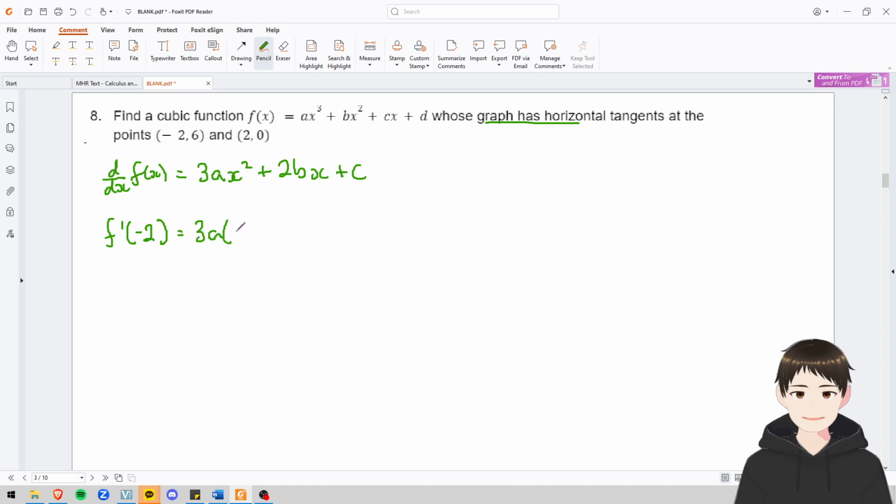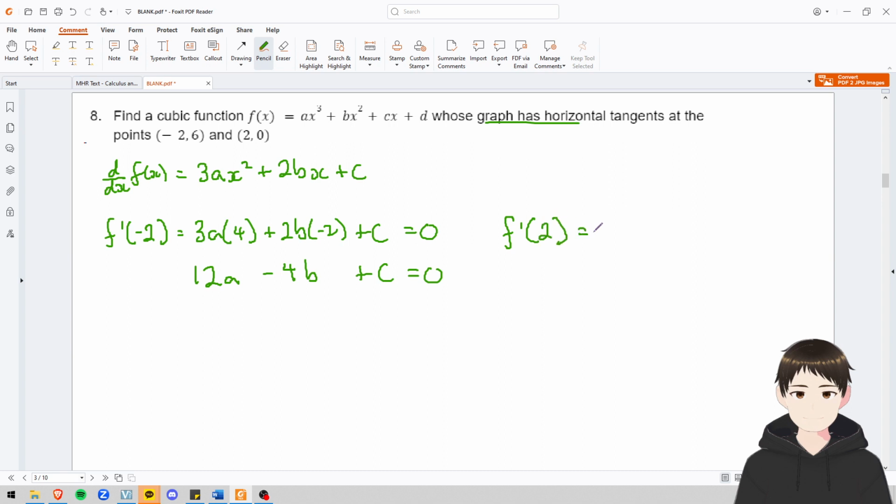3a times negative 2 squared, 2b times negative 2 plus c equals 0. Here we go. So 12a minus 4b plus c equals 0. At the same time, I've got f prime of positive 2 is also going to equal 0 because that's the horizontal tangent. We have 3a times 2 squared, 2 squared is 4, plus 2b times positive 2 plus c equals 0. So 12a plus 4b plus c equals 0.